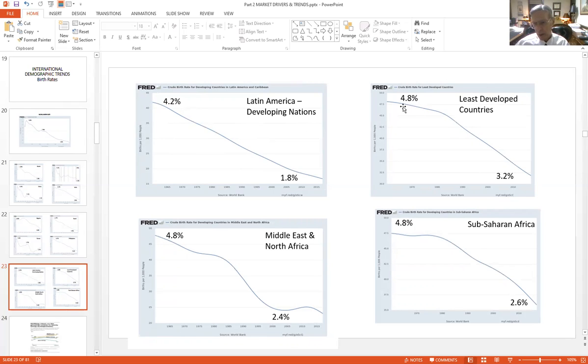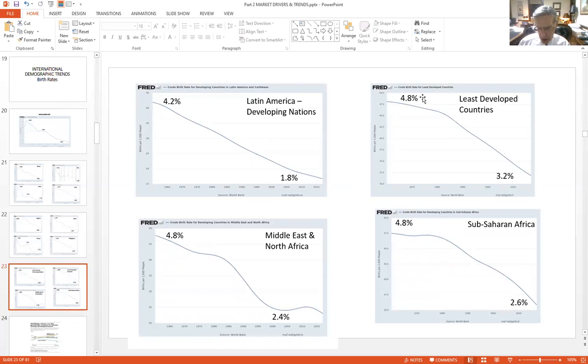The least developed nations started out at almost 5% in 1960. That's a lot of births. Unfortunately, there also were a lot more deaths in that region. But you can see that the birth rate still is relatively high in least developed countries at about 3.2%, higher than the replacement rate of about 2.1%.